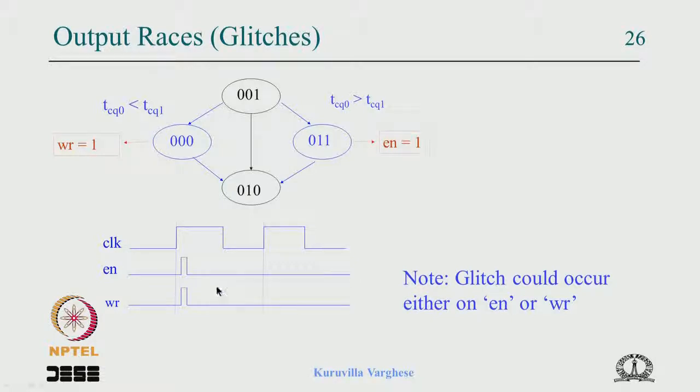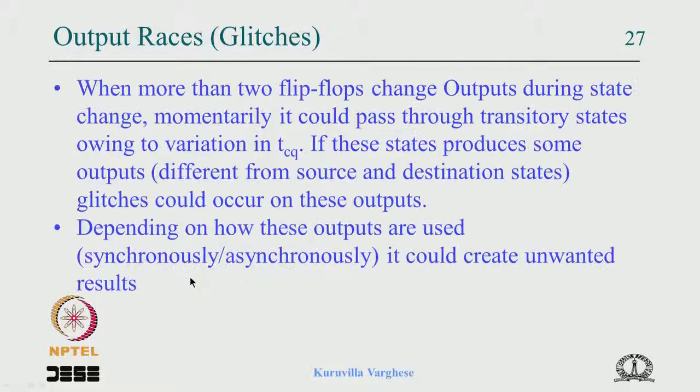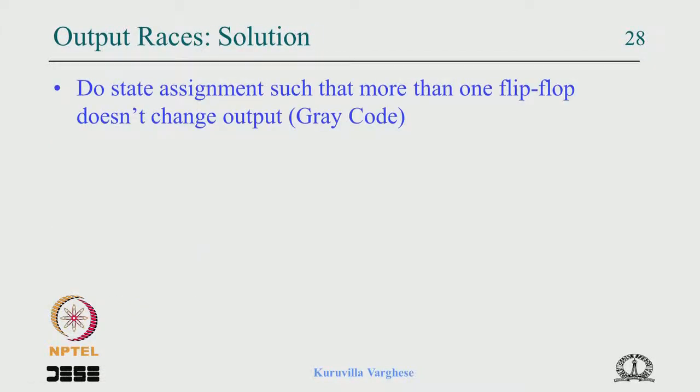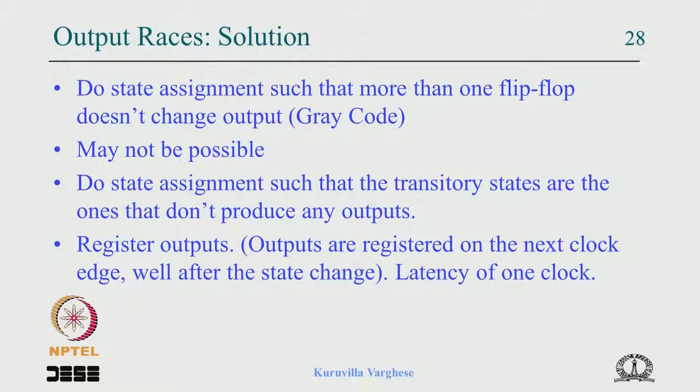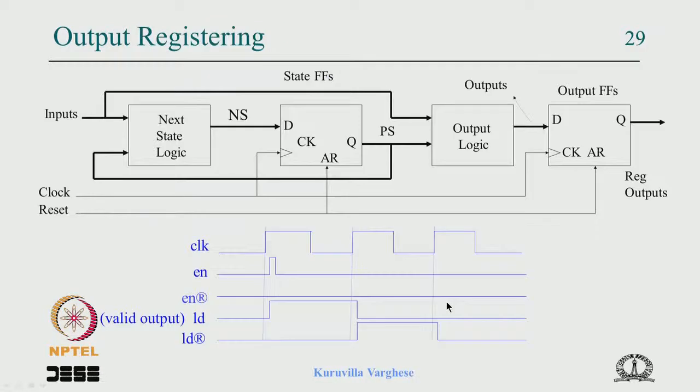So why not we put one flip flop at the output logic and give a clock to it, so that a valid output is registered and we get a registered output. This glitch won't be registered because it appears briefly, for a short duration. So that's the most permanent solution. You register the output, and the outputs are registered on the next clock edge, well after the state change, but the output will appear after one clock period, okay. So that is what I have shown here.